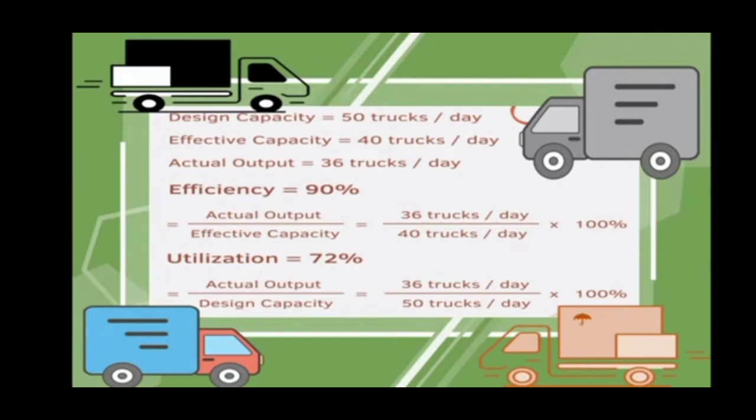So to get the efficiency, it is actual output divided by the effective capacity. 36 trucks a day divided by 40 trucks a day times 100, you will get 90%. For utilization, it is actual output divided by design capacity. 36 trucks a day divided by 50 trucks a day times 100% is equal to 72%.